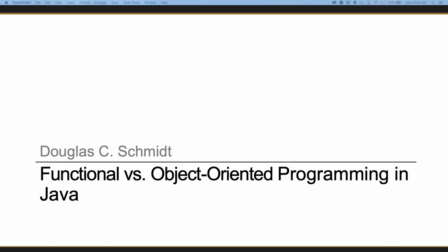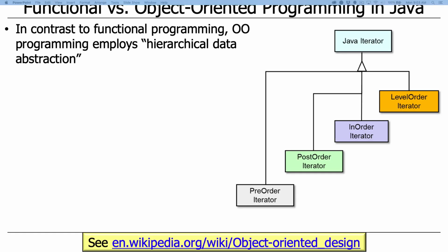Let's compare and contrast functional and object-oriented programming. Object-oriented programming, which hopefully you all know about, and as I think I mentioned before, we're going to have a short quiz this Wednesday, the day after tomorrow, just making sure you understand the basics of Java object-oriented programming. Object-oriented programming is really about hierarchical data abstraction. So what the heck does that mean?